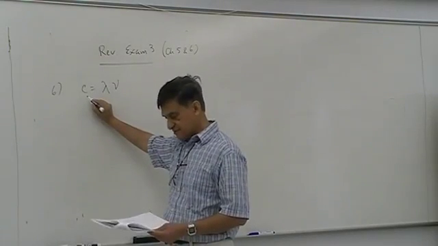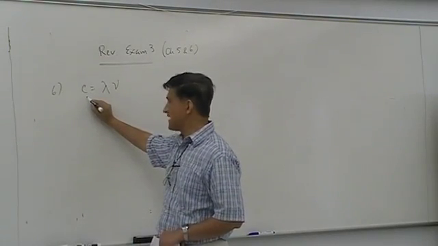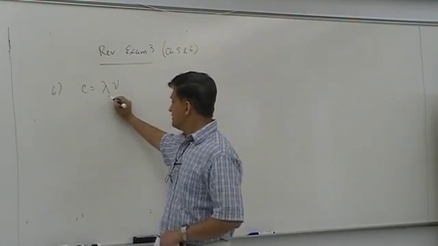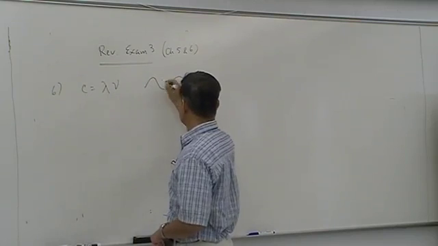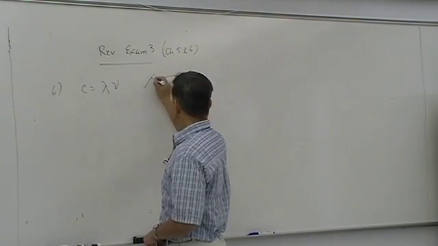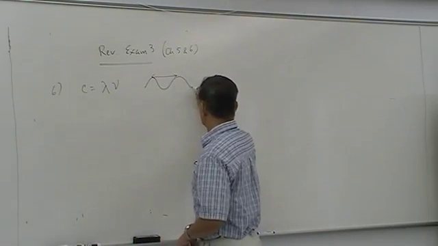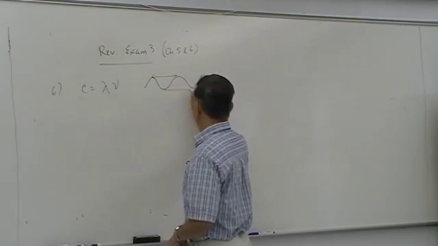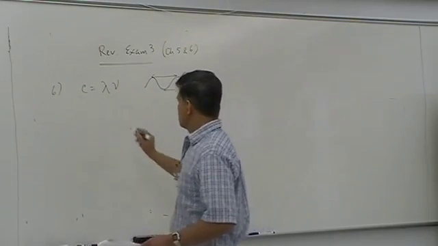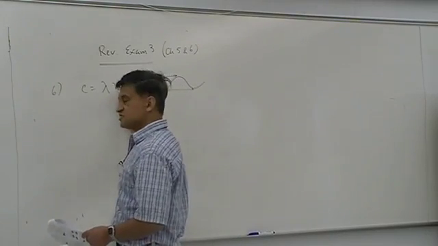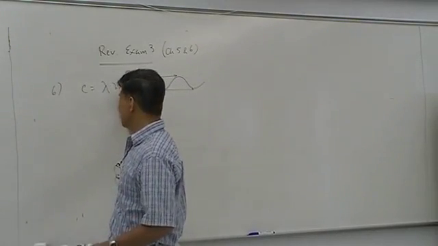which is fixed, 3.00 times 10 to the power 8 meters per second. This is the wavelength. If this is radiation, you're looking at the length between these two as a wavelength, or between these two. That's wavelength, and this gives the frequency. That means how many such wavelengths are passing every second.